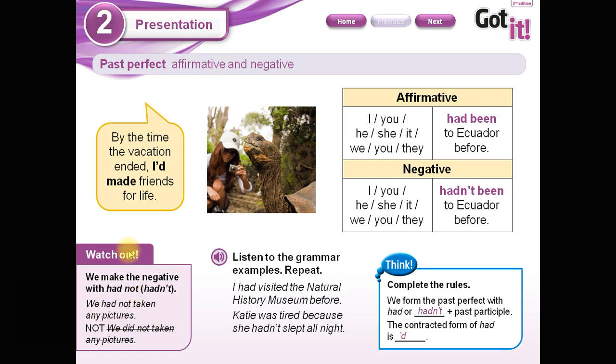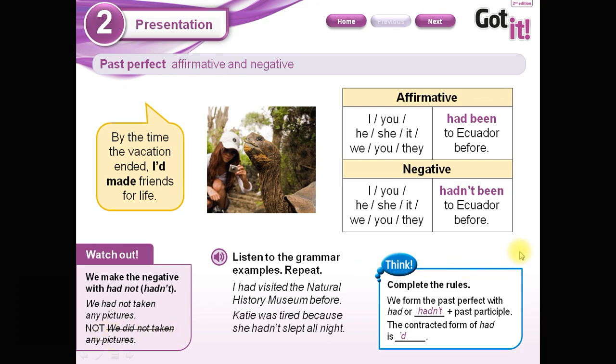Now, look at here. We have a mistake written here. Tenemos acá una oración que tiene problemas, que está mala, por eso está tachada. We had not taken any pictures. That is the correct form. In this one, we did not taken, incorrect.